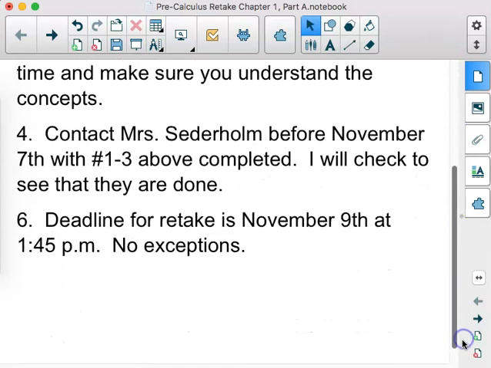Then contact me through email or in class and let me know that you have those things completed. I have a checklist that I'll go through with you. Do that by 2:45 on November 7th, and then the actual date for retesting would be November 9th at 1:45 would be the test taking, because I want those completed by 2:45, the end of the school day, and no exceptions.